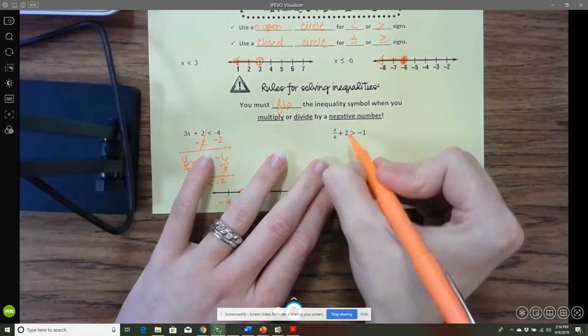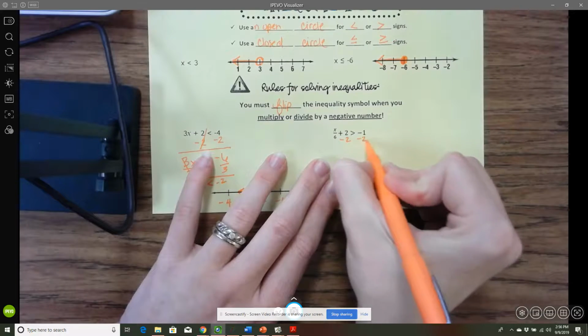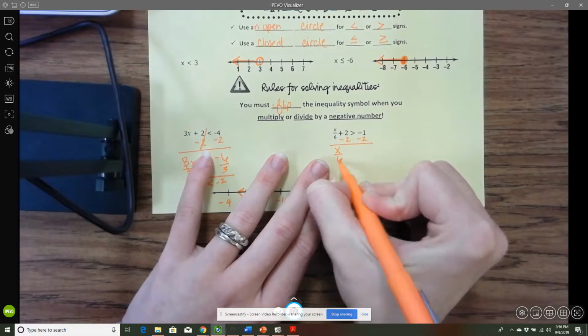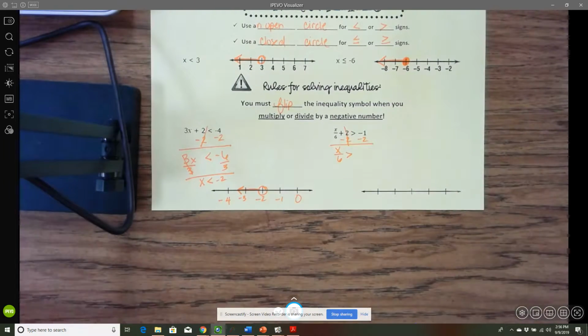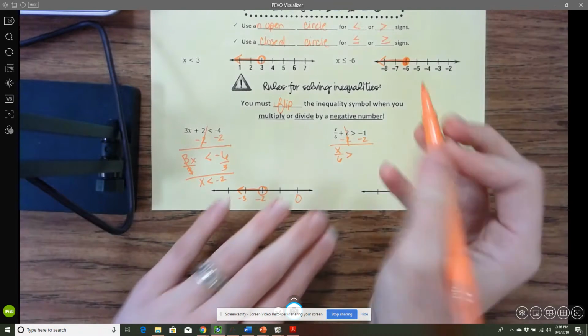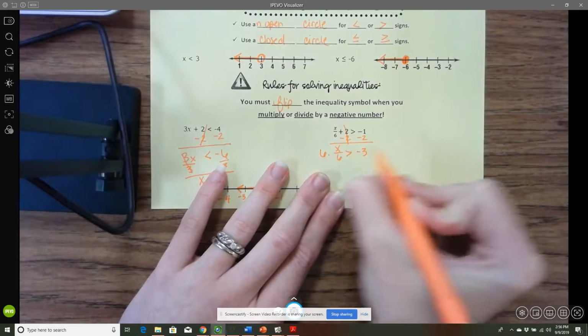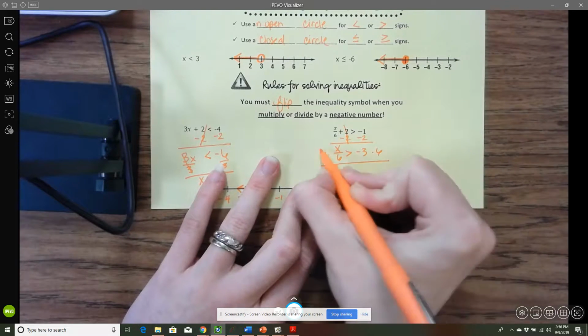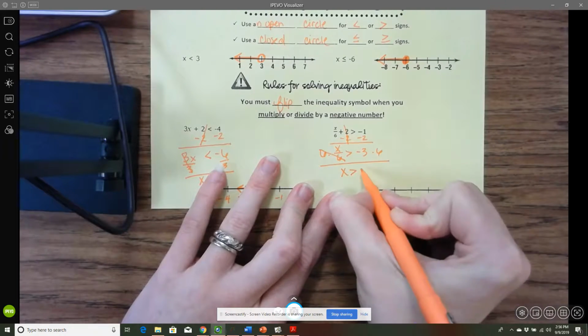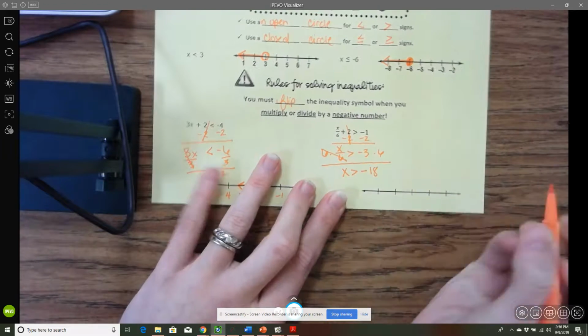All right, on this one, we're going to subtract 2 from both sides first. So I would have x over 6. This cancels. A -1 minus 2 would give me a -3. To get rid of the 6 on bottom, we would multiply both sides by 6. So this would cancel, and x would be greater than -18.